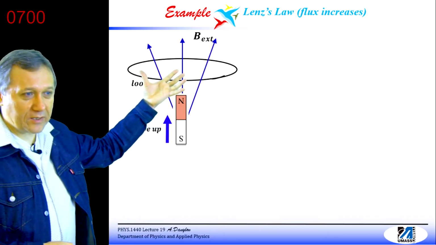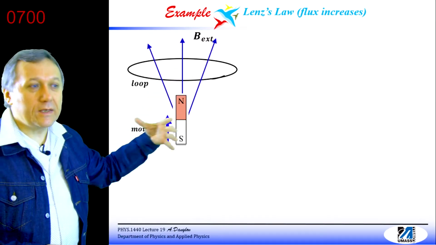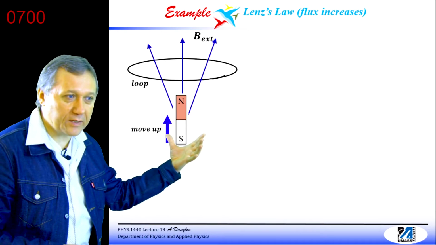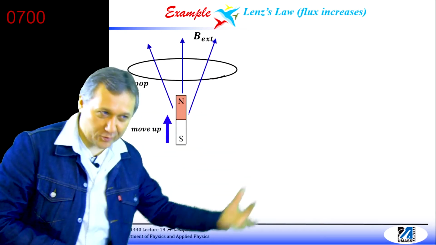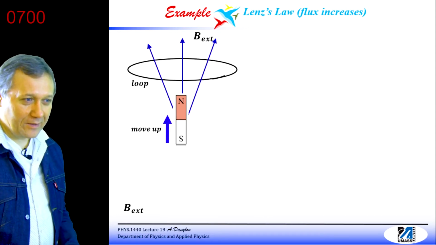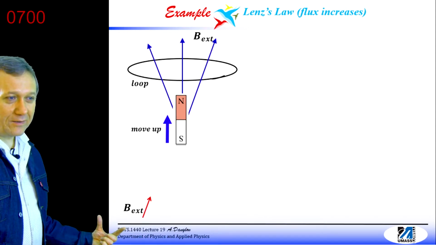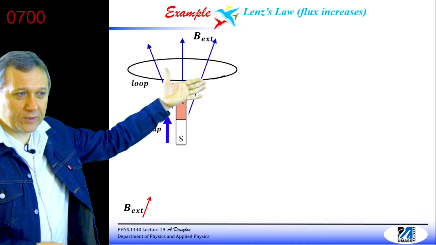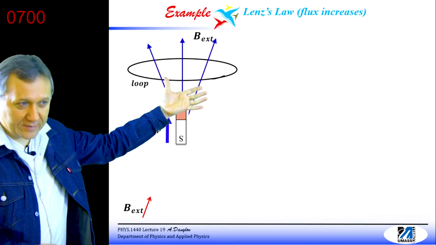What happens to the external magnetic field? Of course, it's growing because we're moving the magnet closer and closer. The magnetic field becomes stronger and stronger through the solenoid, or through the loop. So the magnetic field increases. The area of the loop, we don't do anything with the loop, so the area stays the same.